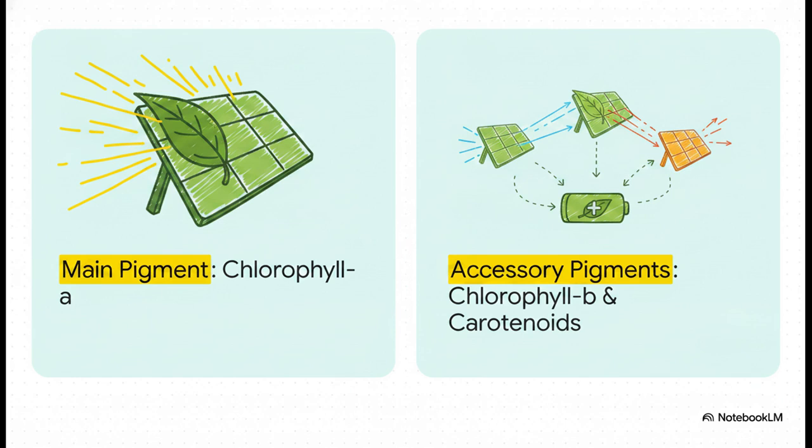But we also have accessory pigments, specifically chlorophyll B and carotenoids. Think of these like backup generators. जो light wavelengths chlorophyll A miss कर देता है, ये accessory pigments इनको absorb कर लेते हैं, so the plant can maximize its energy collection.